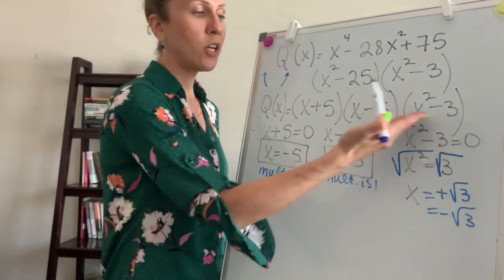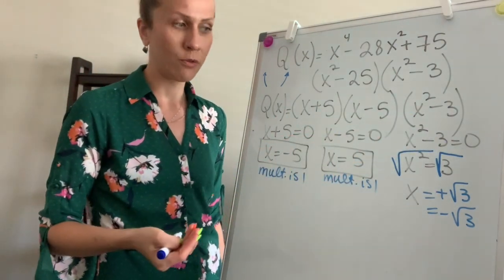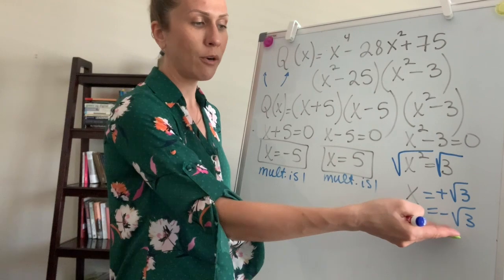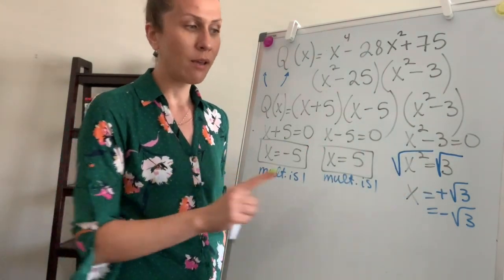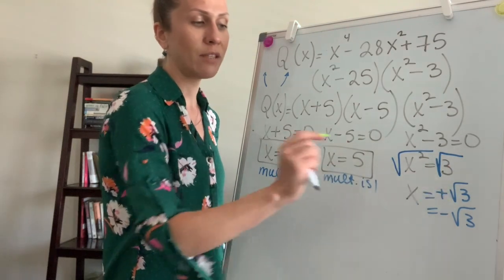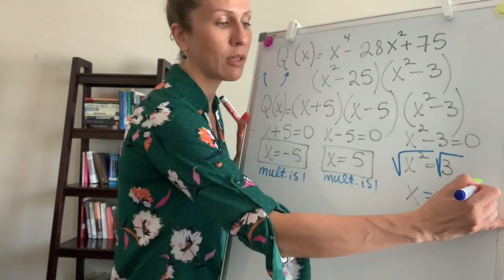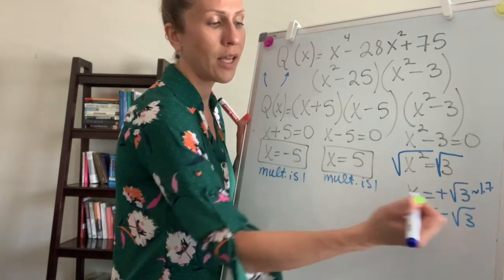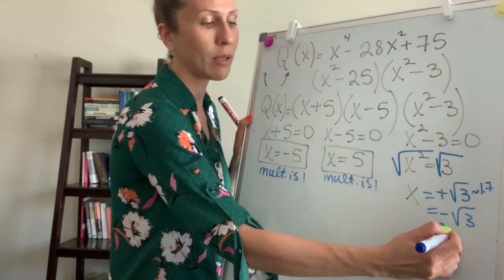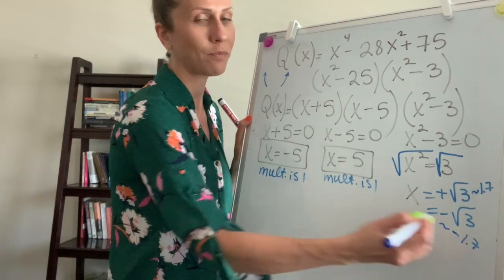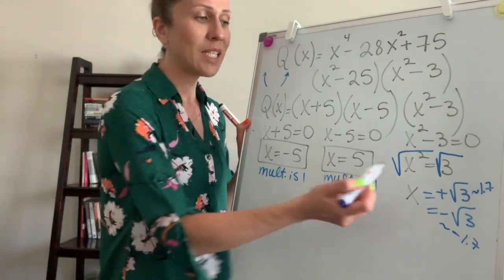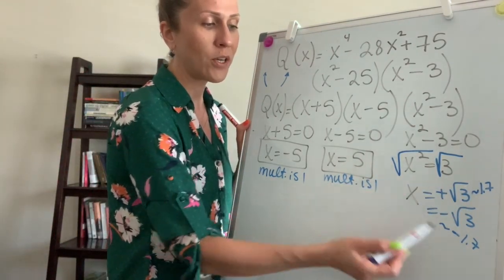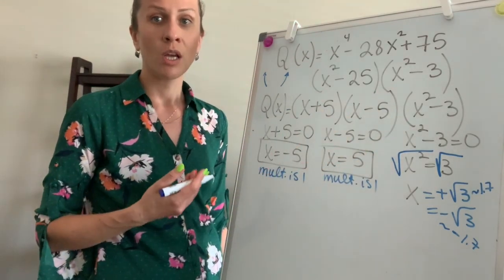This factor here produced two separate zeros for us. One is negative square root of 3 and one is positive square root of 3. On the graph, by the way, positive square root of 3 will approximately be 1.7, and negative square root of 3 will approximately be negative 1.7. That's for graphing purposes. So how many times did these zeros appear in our polynomial function? Well, each of them only appeared once.